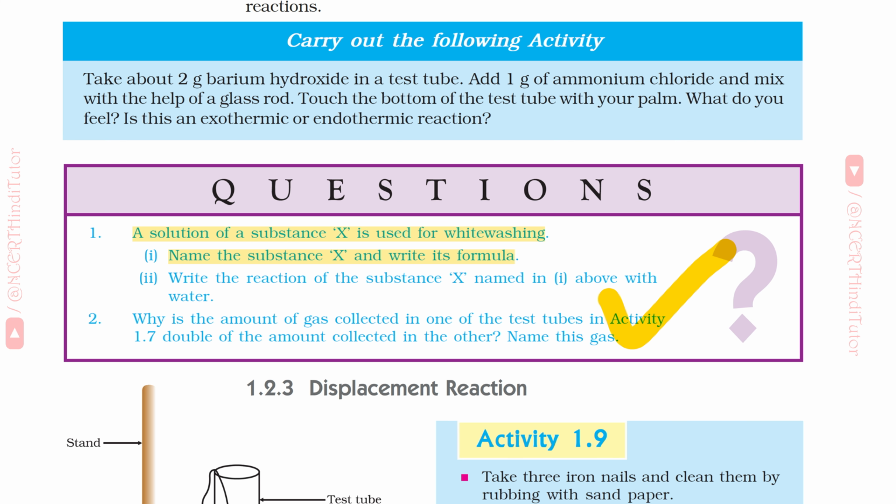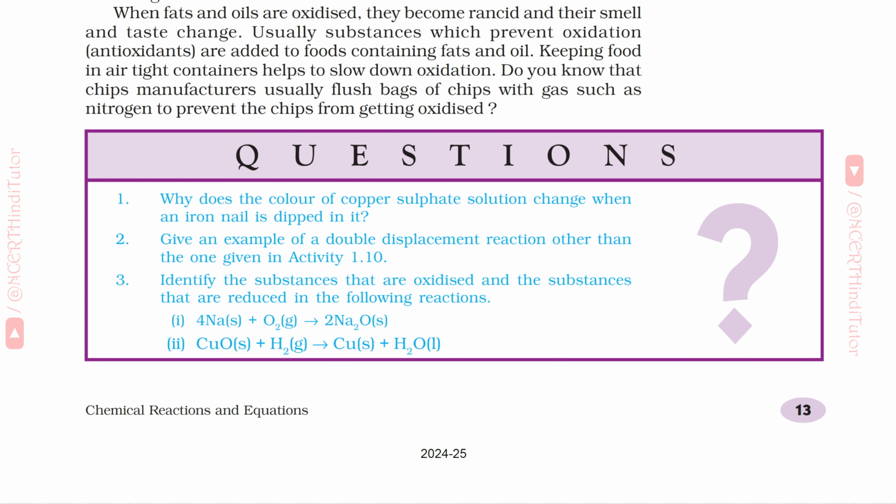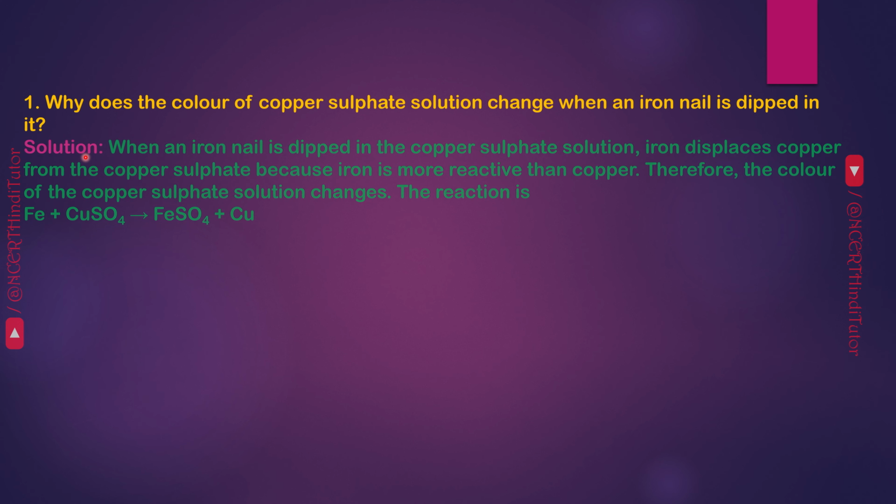Friends, we have done these questions. Now let's move on to the next questions. Question 1. Why does the color of copper sulfate solution change when an iron nail is dipped in it? Answer. When an iron nail is dipped in the copper sulfate solution, iron displaces copper from the copper sulfate because iron is more reactive than copper. Therefore, the color of the copper sulfate solution changes.